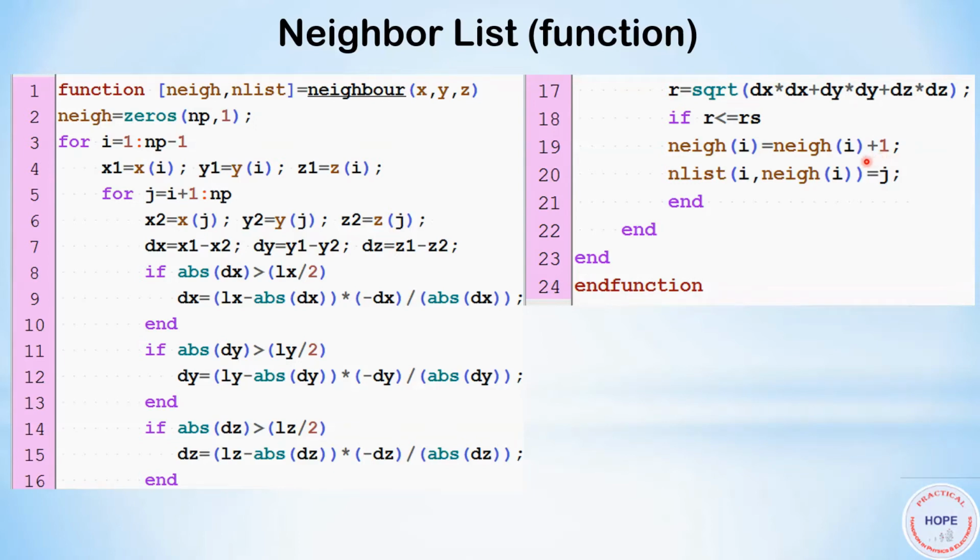And we also have to save the index of neighbors. So nlist(i, ne(i)) = j. j is the index of the neighbor. In this way, we will be able to save the number of neighbors of all the particles as well as the index of the neighbors. Finally, end function. Let's implement it in the program now.